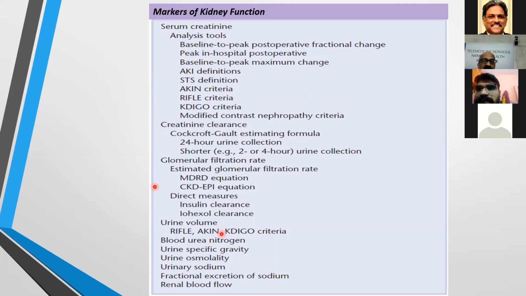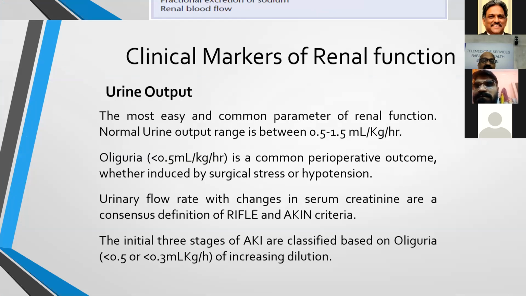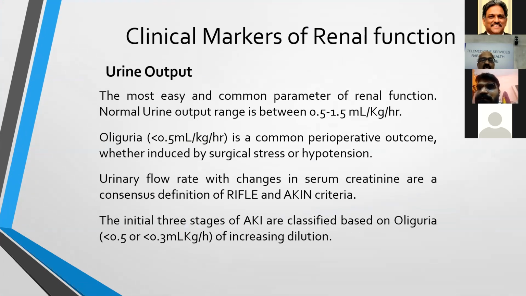And we have the BUN, that is the blood urea nitrogen, urine specific gravity, urine sodium, urine osmolarity, fractional excretion of sodium, and renal blood flow. All these parameters can be mentioned, but the practical parameters are basically the serum creatinine, which is the most important parameter of kidney function which is clinically available, and it is the gold standard. Coming to each of the parameters one by one quickly, we have the urine output. The normal urine output is 0.5 to 1.5 ml per kg per hour.